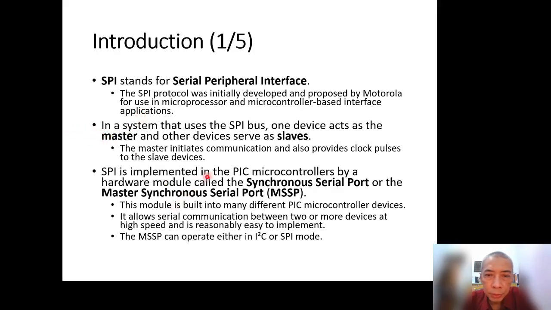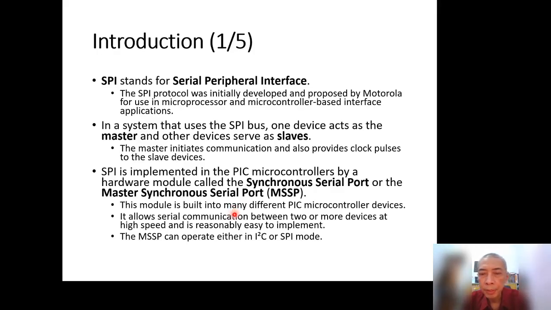In a system that uses the SPI bus, one device acts as the master, just like in I2C communication, and the other device acts as a slave. The master initiates communication and also provides the clock pulse to the slave devices.